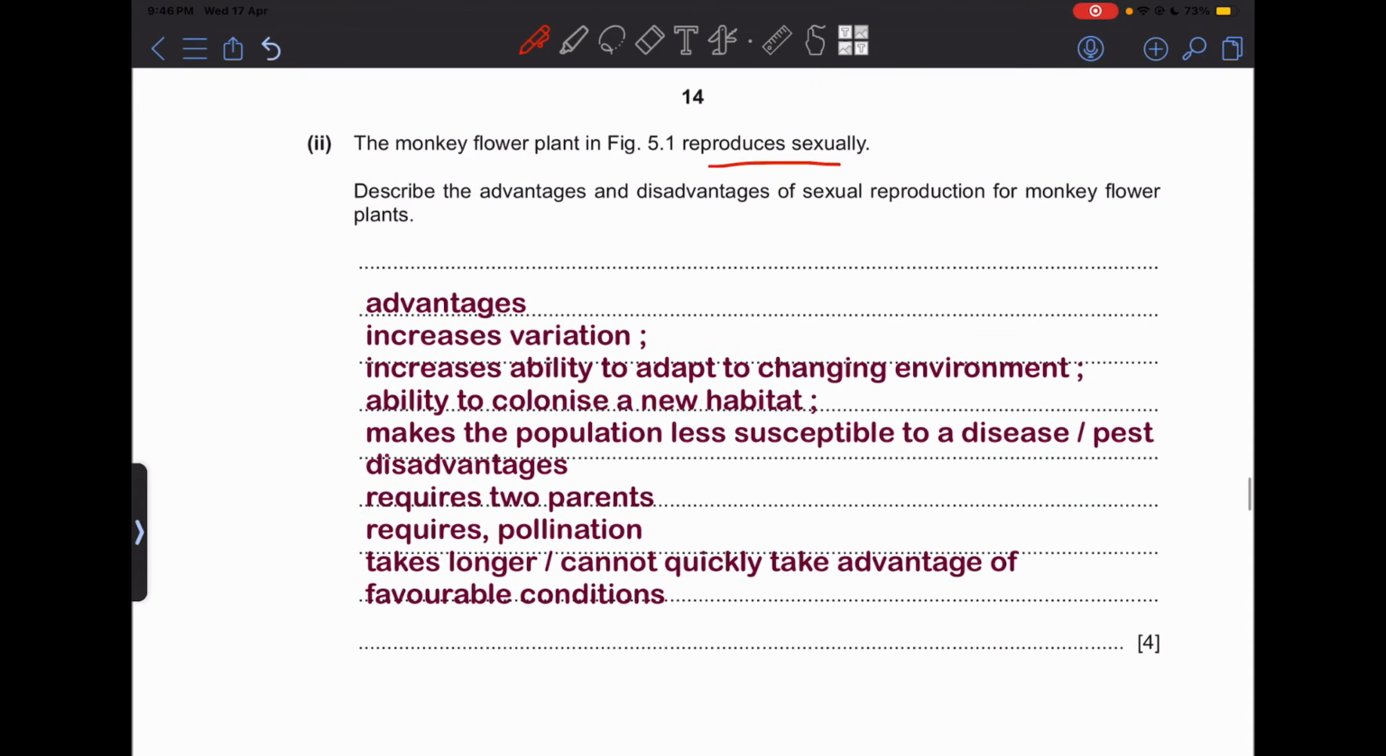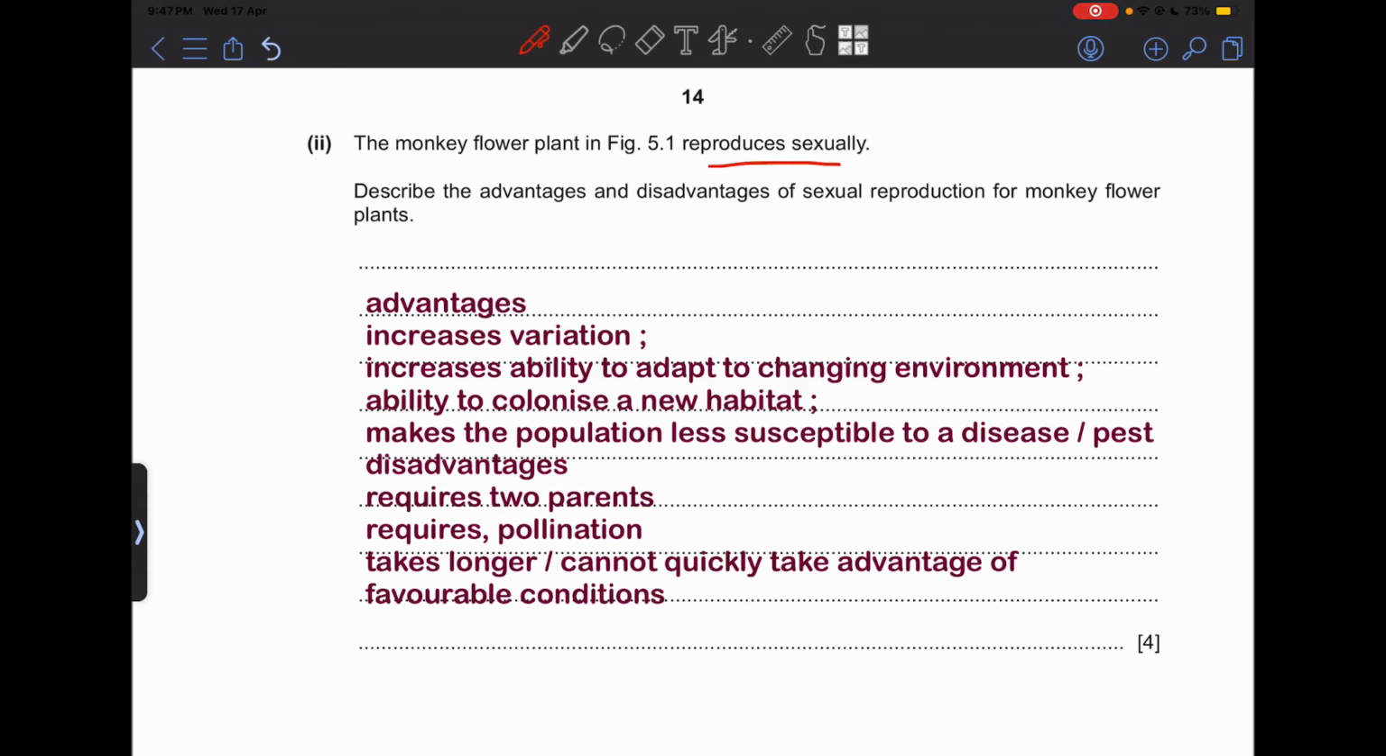So advantages says increases variation, and this is because there is random coding of the genes, and then it increases ability to adapt to a changing environment. This is because there is a different combination of genes that will form, and there is biodiversity, unlike asexual reproduction where it's just a copy of its parent. Ability to colonize a new habitat.